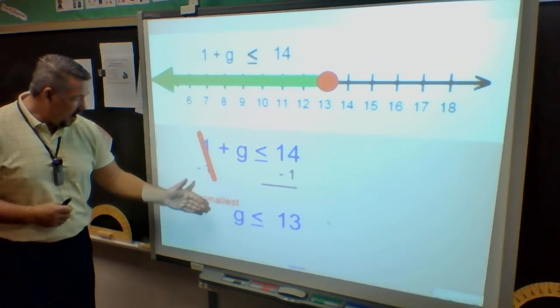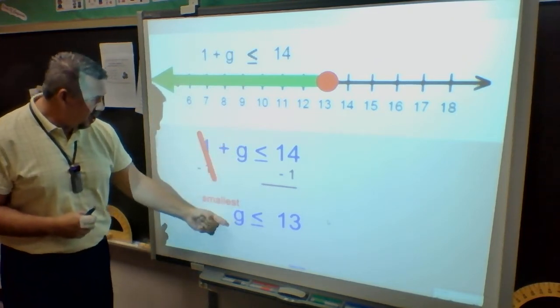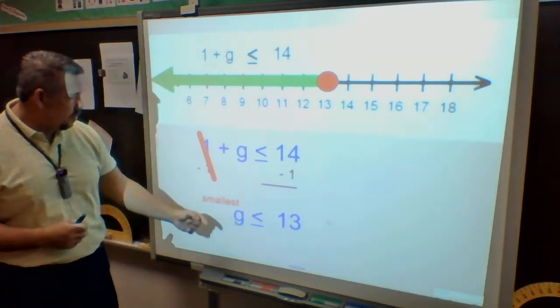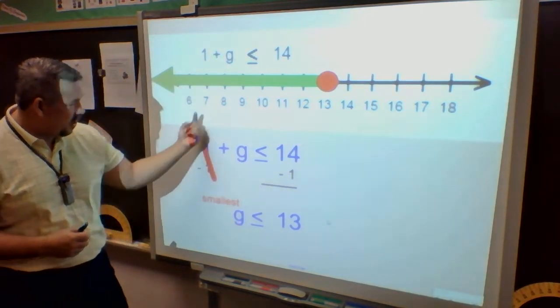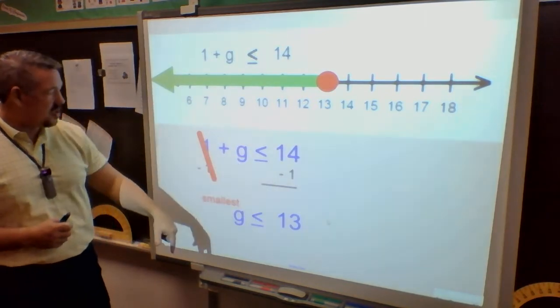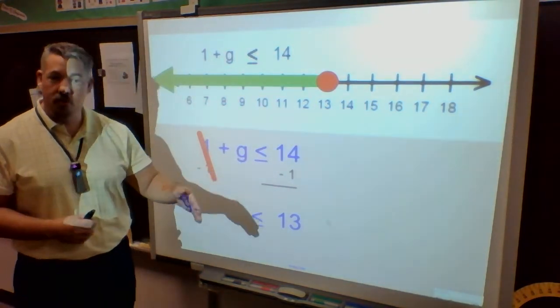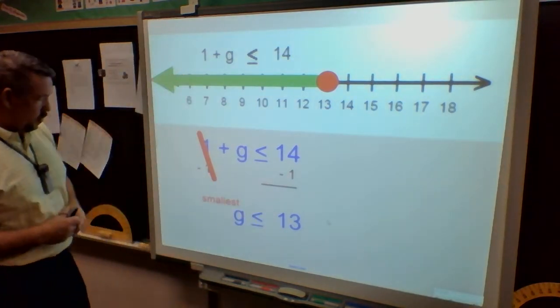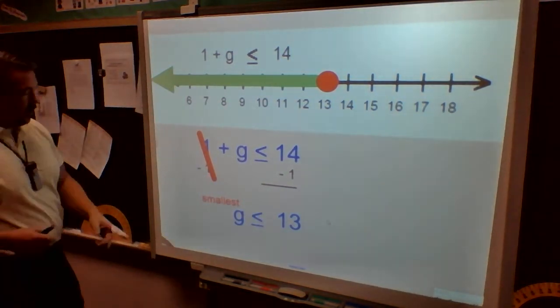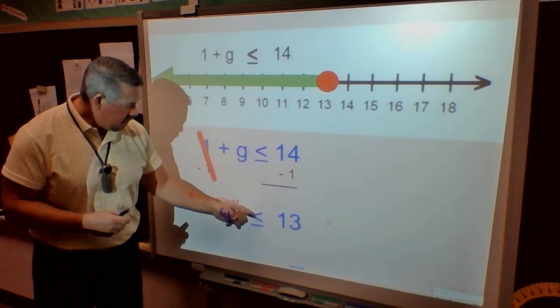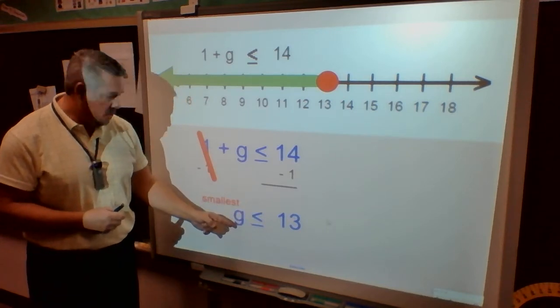When I had that, I canceled it out, which gave me g is less than or equal to, so I'm subtracting 1 over here. Opposite function, opposite side, I subtract 1 over here. 14 minus 1, first grade math, we're okay with that, equals 13. So I look at my symbol, it is a less than or equal to, because it's pointing to the g.